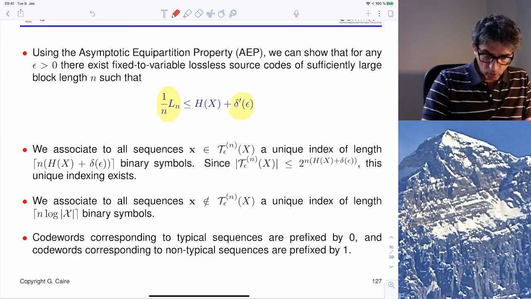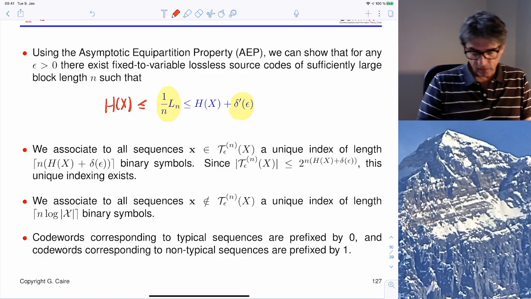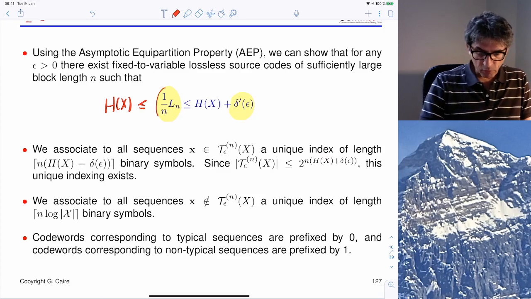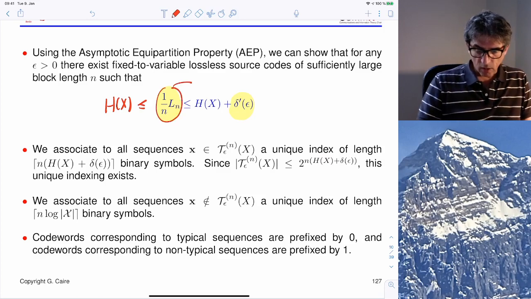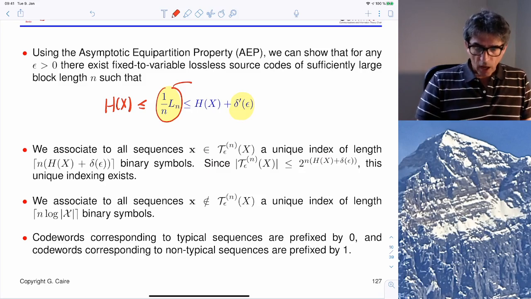Of course, we know that, for example, using the Kraft inequality, we have this lower bound. So at the end, this proves the existence of codes that can, in fact, work as close as we want to the entropy. How do we do this?